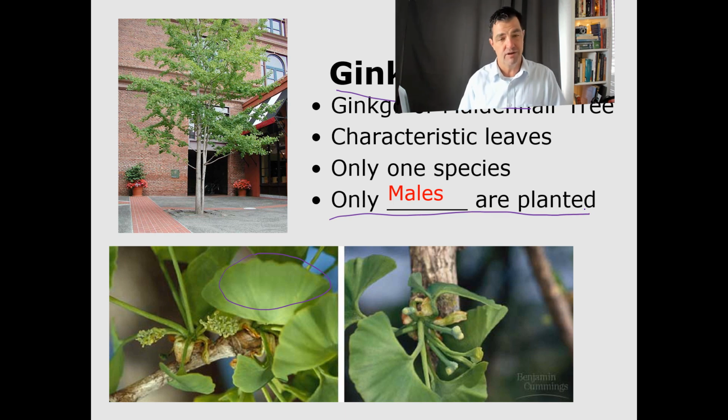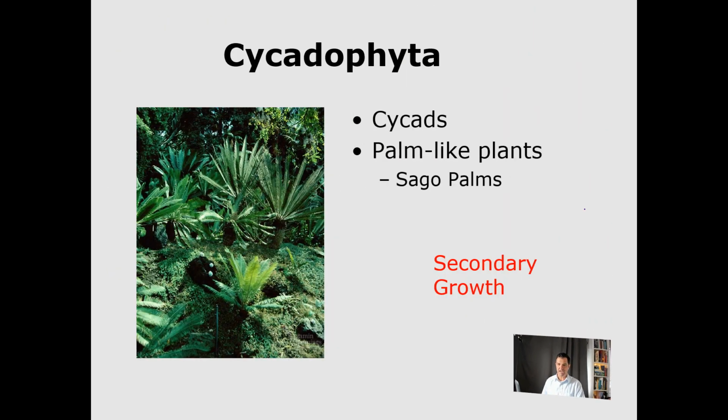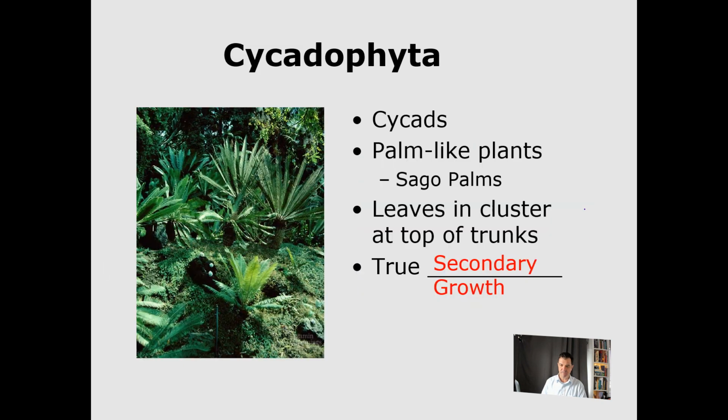We have three or four of them right outside of building 60 and by building 7, and those are ginkgos. The next is the Cycadophyta, also called the cycads, or sago palms. It looks like a palm tree, and people sometimes confuse them for palm trees, but they're unrelated to real palm trees. They're a totally different group of plants.